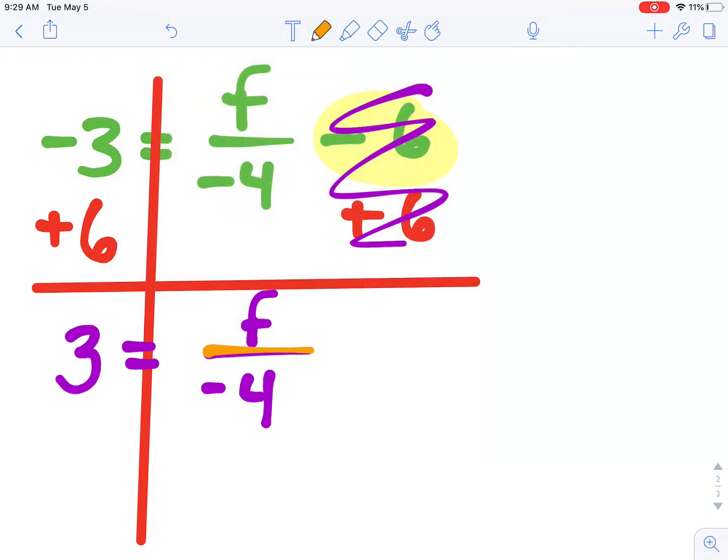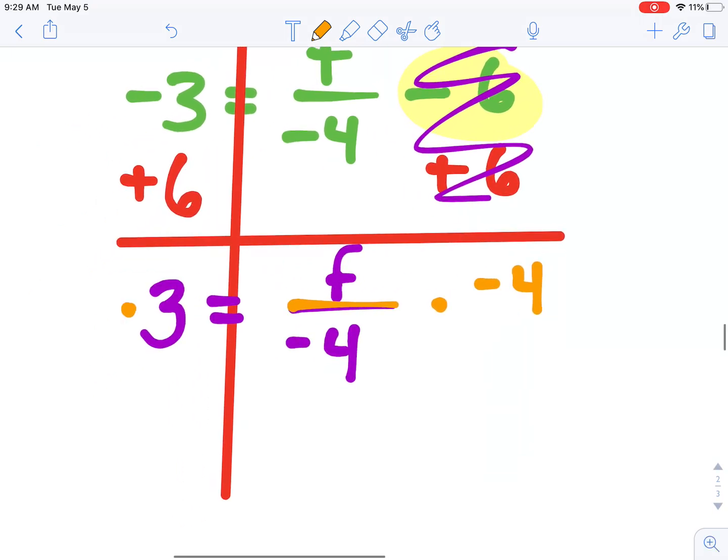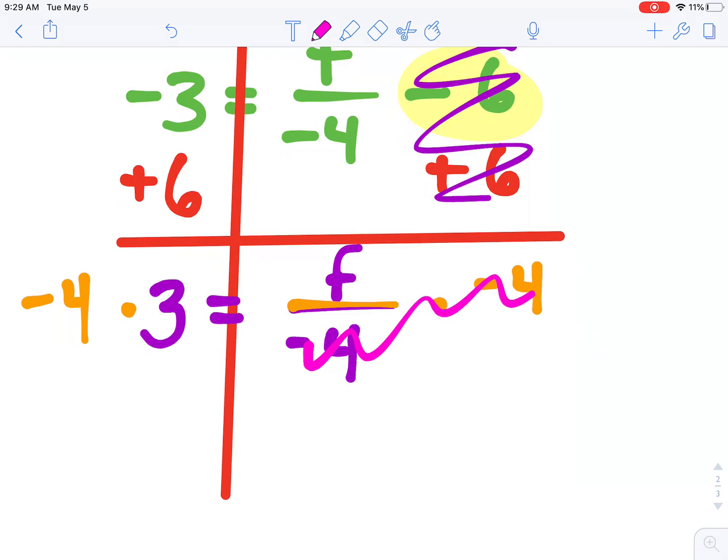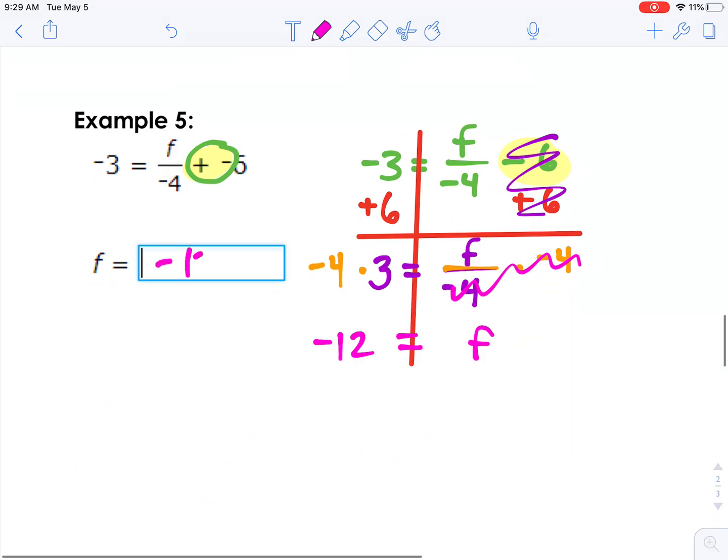To undo division, we are going to multiply. And when you multiply by the same number that you see, the inverse operation will be division and multiplication. So here, those cancel and we get f. And the other side, -4 times 3, is -12.